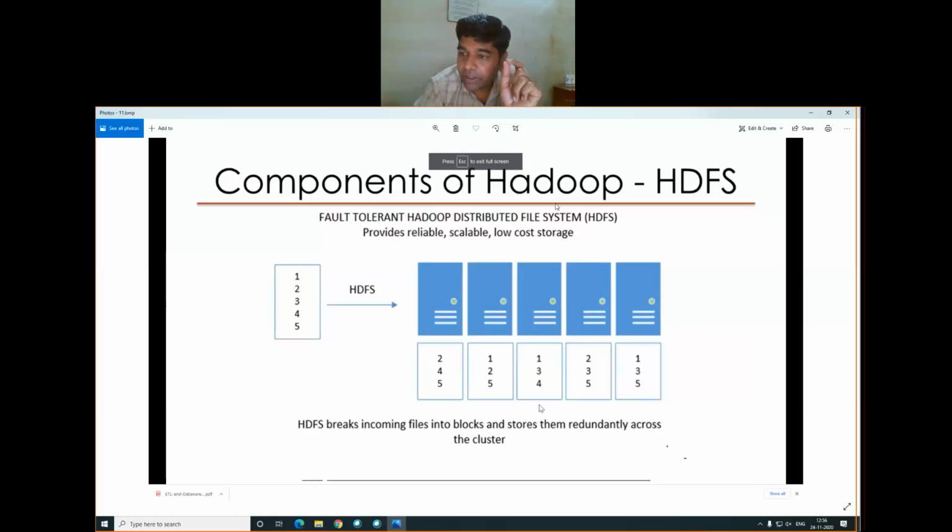WORM. Does anybody have an idea what the meaning of WORM is? The Hadoop HDFS file system is developed on the idea of WORM. Anybody have an idea? WORM.